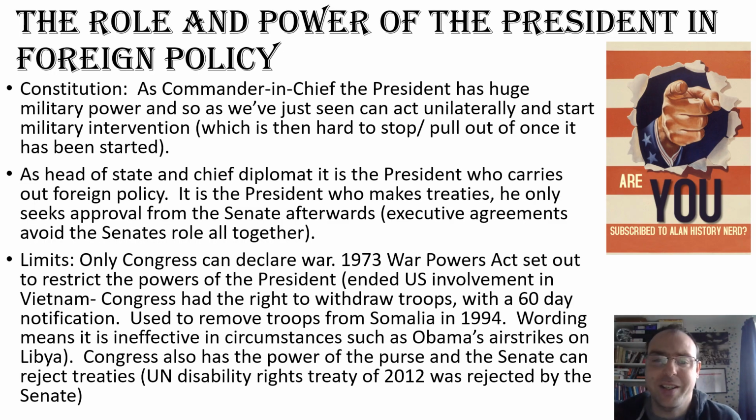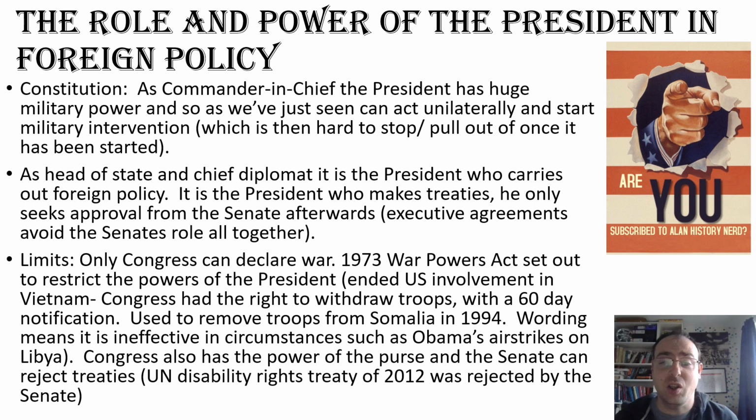Foreign policy is traditionally the area where the president is at their most powerful. Now, the Constitution puts them in this position. So first of all, they are commander-in-chief. And this means they have huge amounts of military power. And as we've seen, they can act unilaterally, starting military interventions, which is hard to stop or pull out of once they've done them. So again, we talked about some of that with other presidents a bit earlier on.